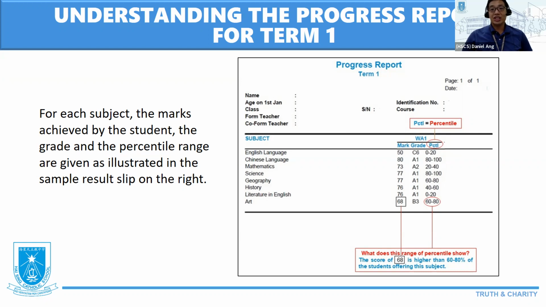Now, to explain a little bit more in detail, the PCTL or percentile is indicated on the right. What does this range or percentile show? For instance, in this sample results slip, it shows that the score of 68 scored by this student in art attains a B3, and that this score, 68, is higher than the scores for 60 to 80% of the students offering this particular subject. If you go up the list of subjects offered, the percentile ranges from 0 to 20, 80 to 100, 20 to 40, 80 to 100, 60 to 80, 40 to 60, 0 to 20.